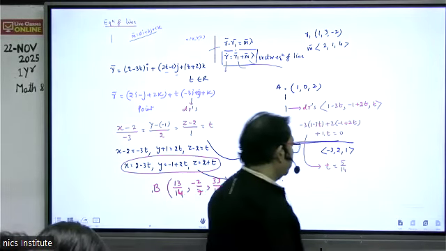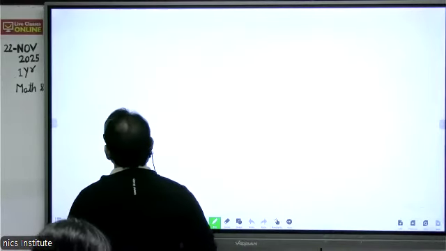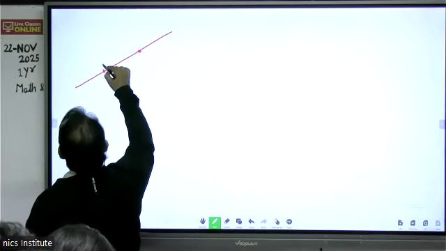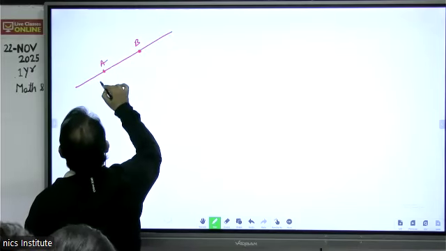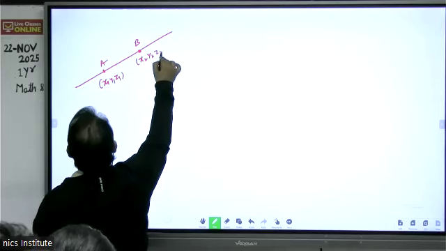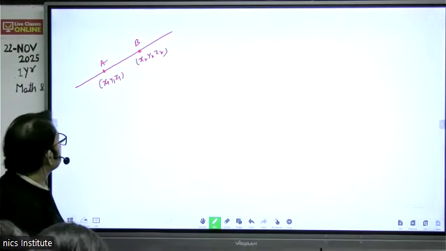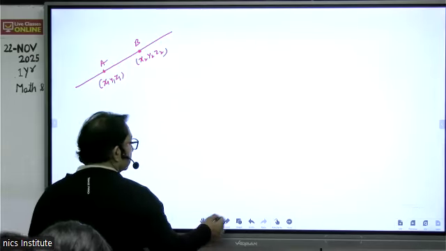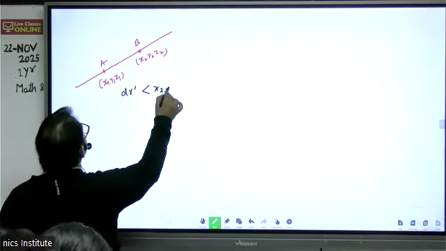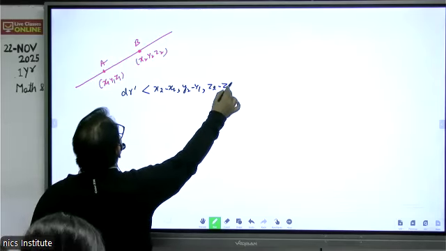Now sometimes you've been given 2 points, and the question is to find the equation of line. Equation of line passing through 2 points. So there are two given points, A and B. The coordinates are x1, y1, z1, and x2, y2, z2. If you've been given coordinates like this, then we can find the DRs of the line. DRs will be x2 minus x1, y2 minus y1, and z2 minus z1.